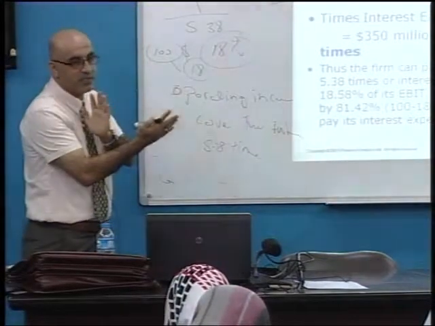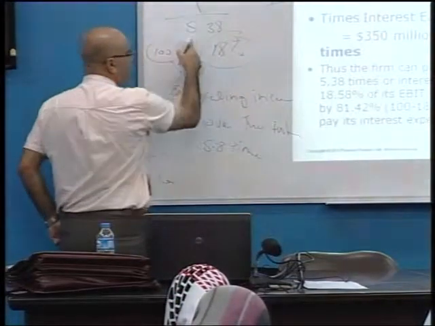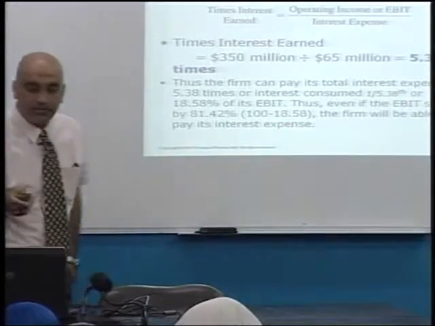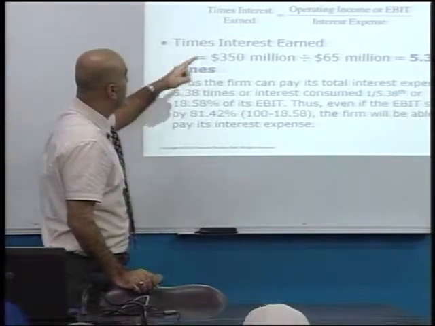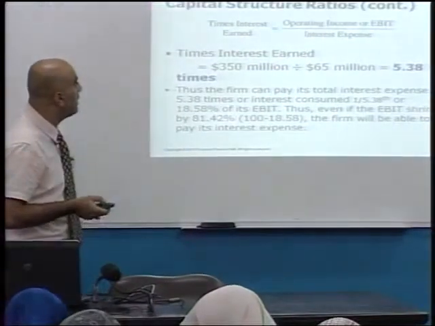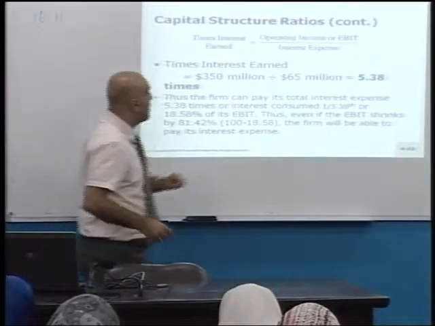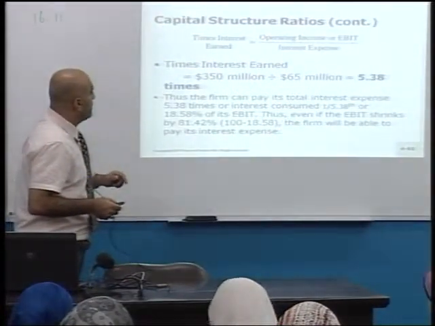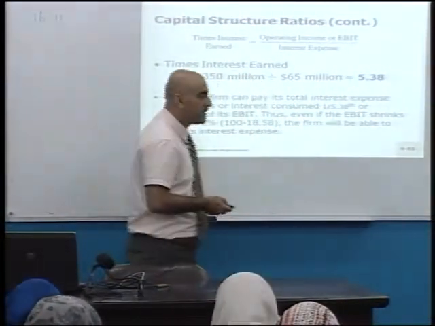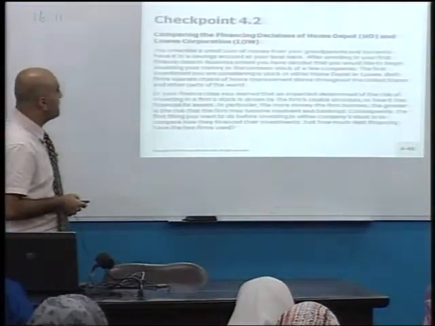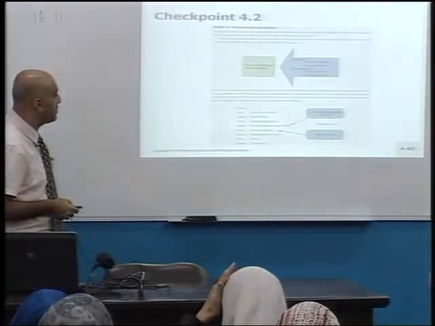Good. Let's think in a different way. We talked about 5.38 times. The times interest earned means how many times the operating income covers the interest expenses. So we prefer this to be high for the business. This checkpoint helps you understand the capital structure ratios.